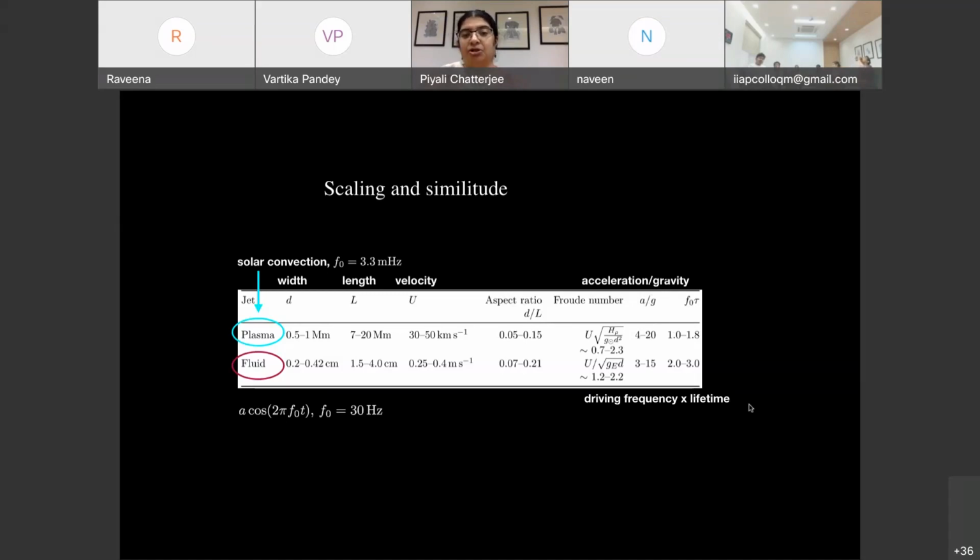And in the last column here, we compare what is known as the driving frequency multiplied by the lifetime, which is also a non-dimensional number. That driving frequency is 3.3 millihertz for the sun and 30 hertz in the lab for the paint jets. And then we multiply it by the lifetime of the observed jets in both cases, in the lab and on the sun. And those numbers are also in a very nice close range. So we are of course encouraged by this observation.